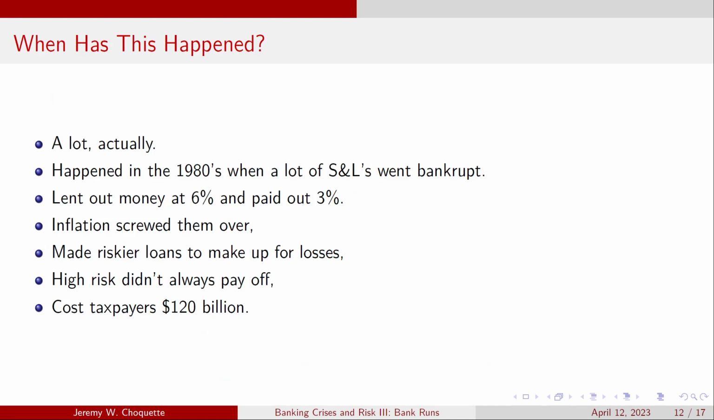So has this ever happened? The answer would be yes. It's happened a lot. It happened in the 1980s when a lot of savings and loans went bankrupt. What was happening was they were lending money out at 6% and they paid 3%. Which is totally fine until inflation shows up. Inflation eroded away those profits that they had. So what did they do? Well, they made riskier loans to try to make up for those losses. But that high risk didn't always pay off, and it ultimately ended up costing the taxpayers about $120 billion, which in the 1980s was a lot of money. I mean, it's a lot of money now, but it was even more back then.